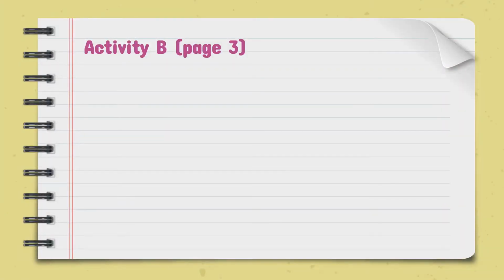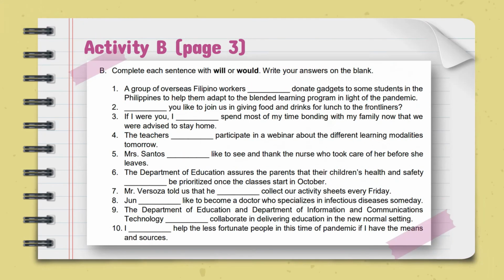Let's proceed to activity B, page 3. For this activity, you will complete each sentence with will or would. Are you ready to try answering the first item? Okay, let's answer it.